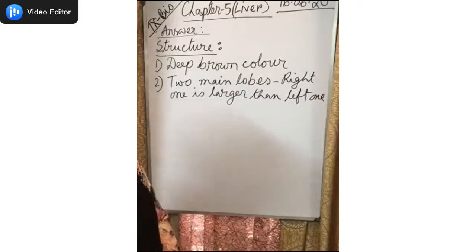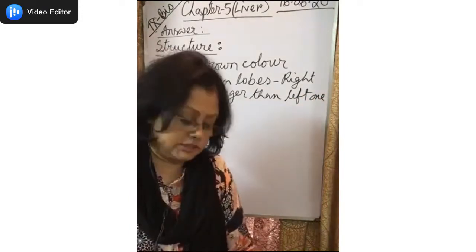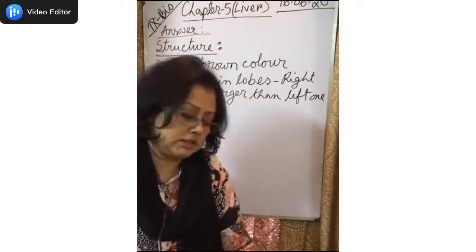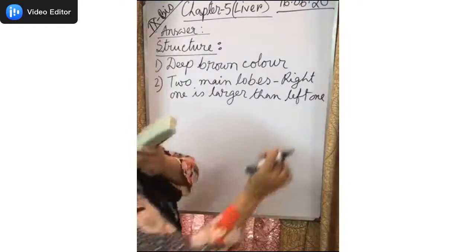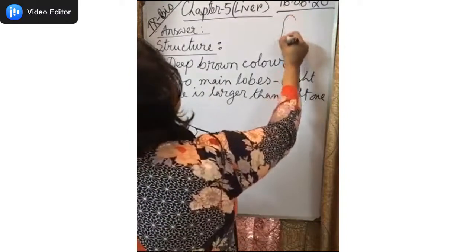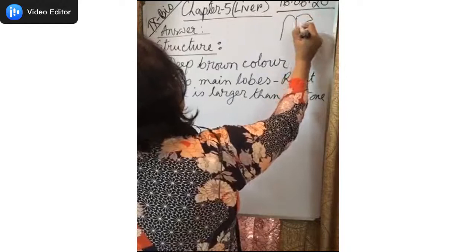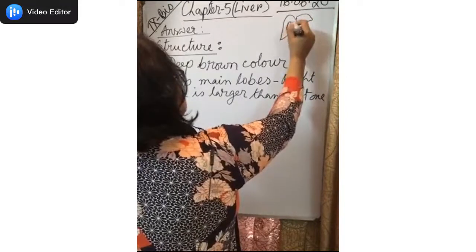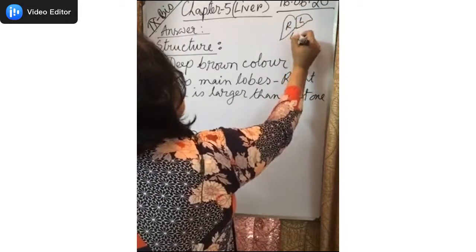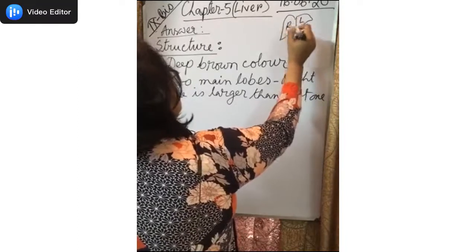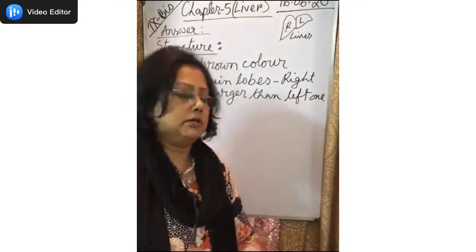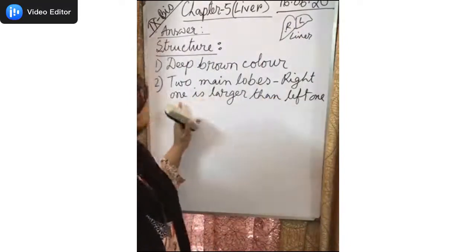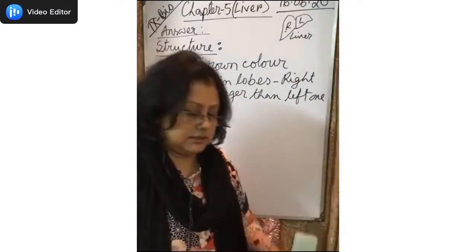What is the color of the liver? It is deep brown in color, and it has 2 lobes. Can you remember the picture I drew before? This is right, this is left, and this is the liver. Look, the right one is bigger than the left one. So, here is written first: the right one is larger than the left one.